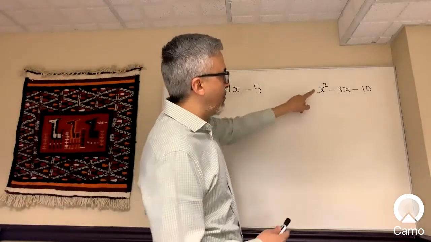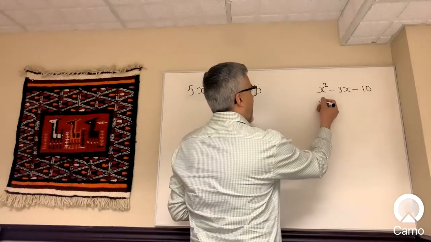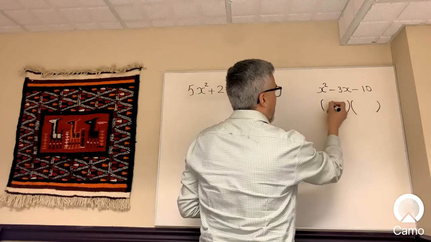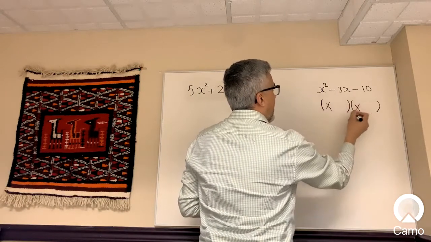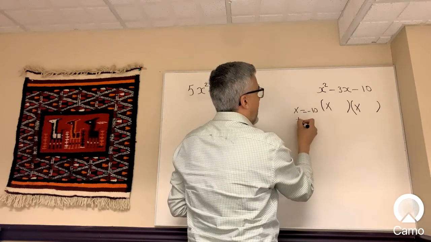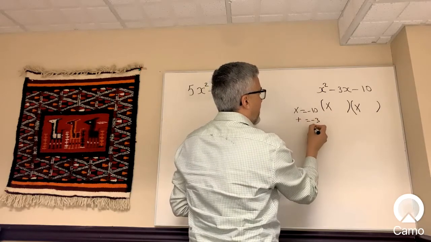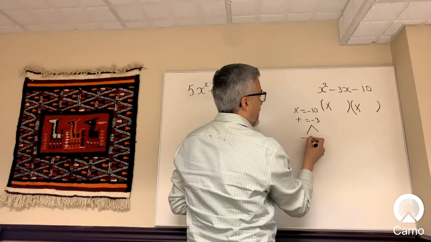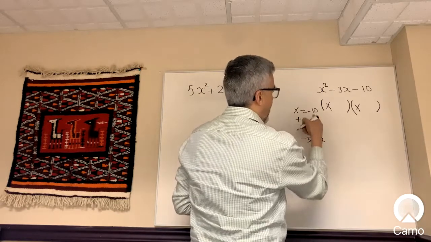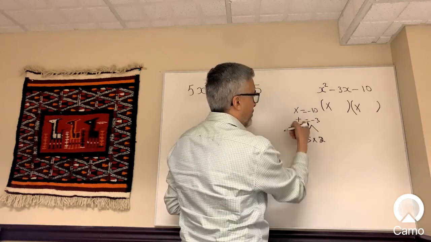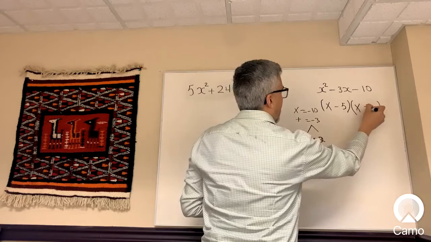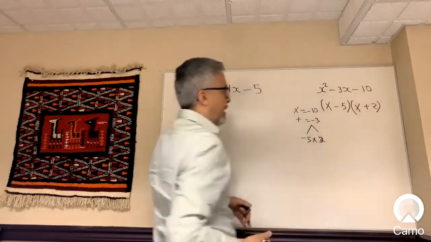You don't have a coefficient here. It's very simple to factor. So you open two sets of brackets. You put an x in each. And then you're just looking for two numbers that multiply to give you -10 and add to give you -3. These two numbers will be -5 times 2 will give you -10. And then when you add -5 plus 2 will give you -3. So these are your numbers, and you just stick them right into there, -5 and +2, and that's factored.